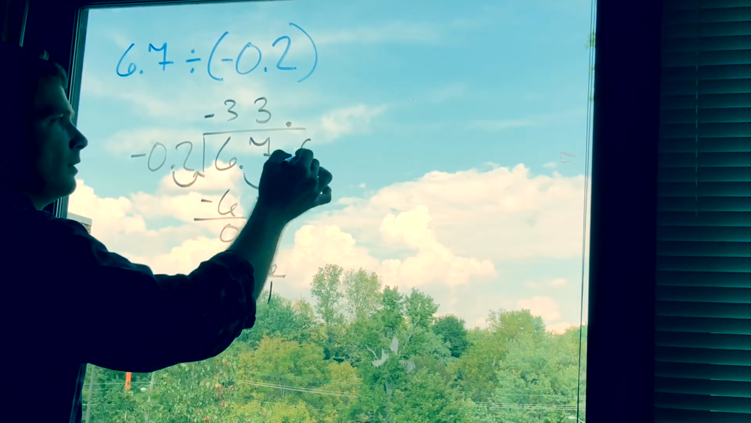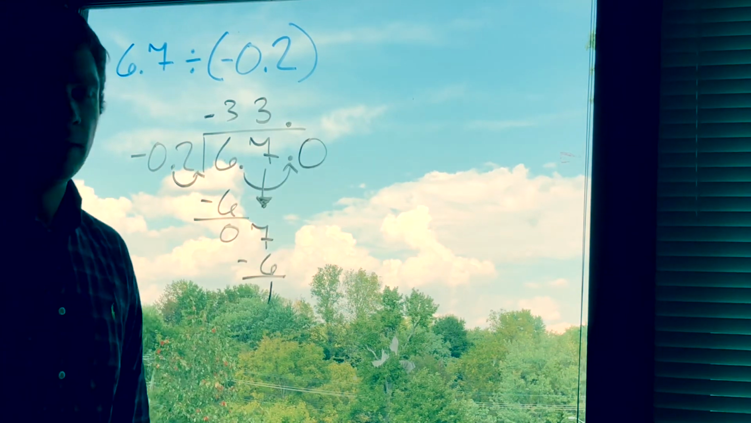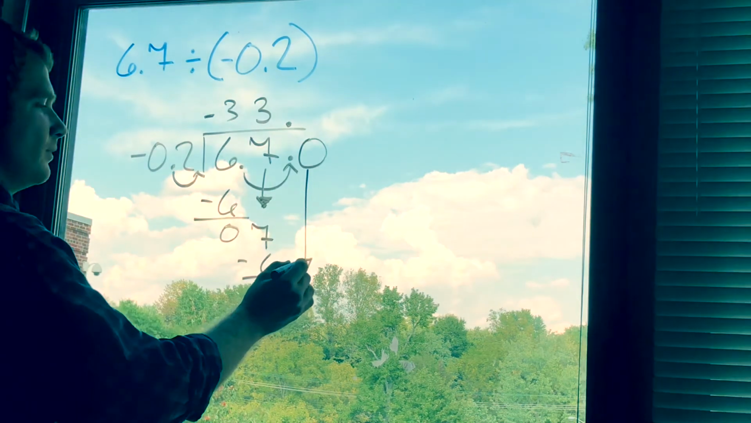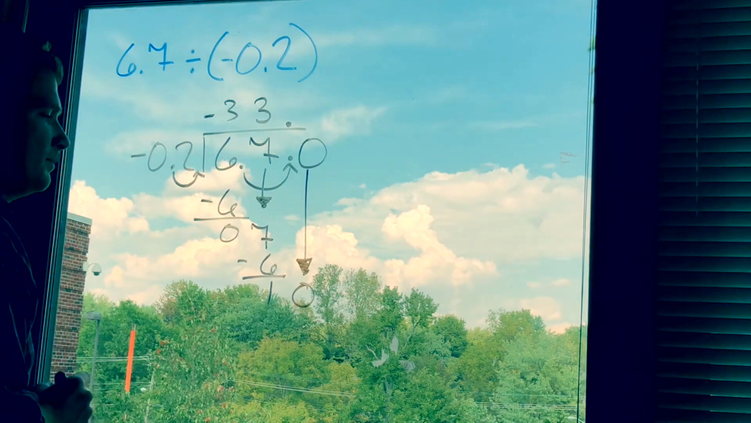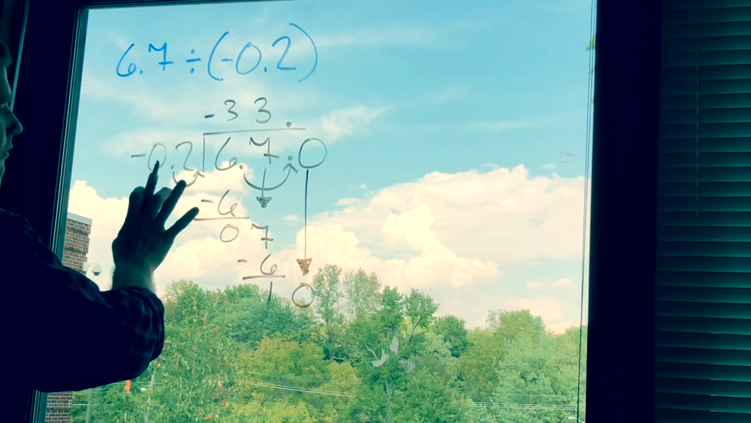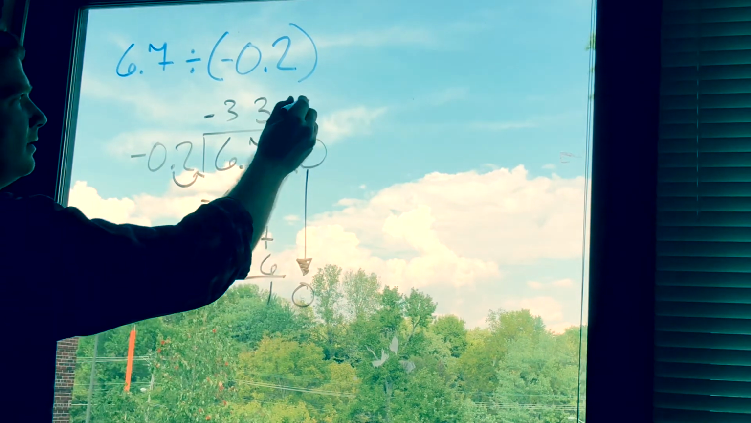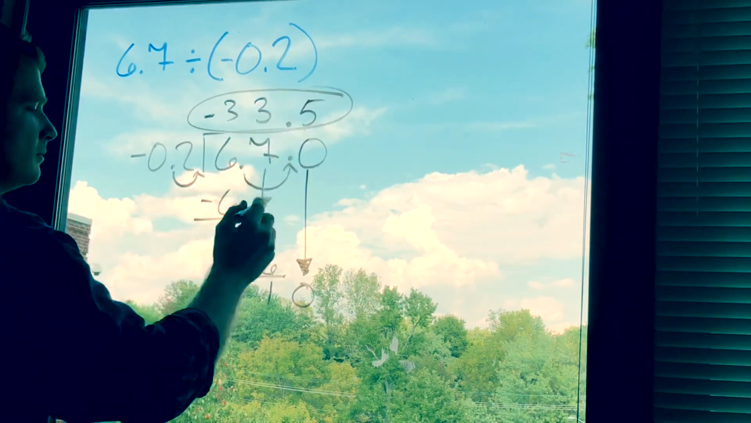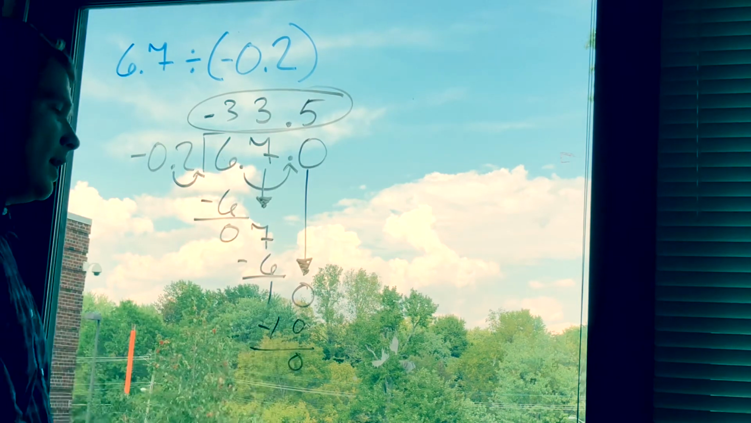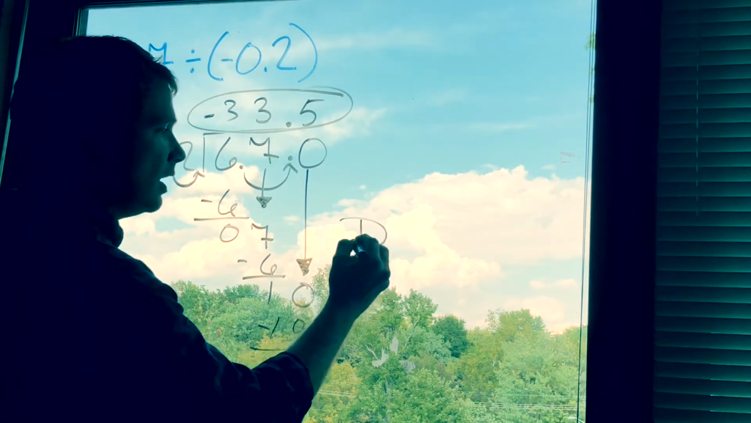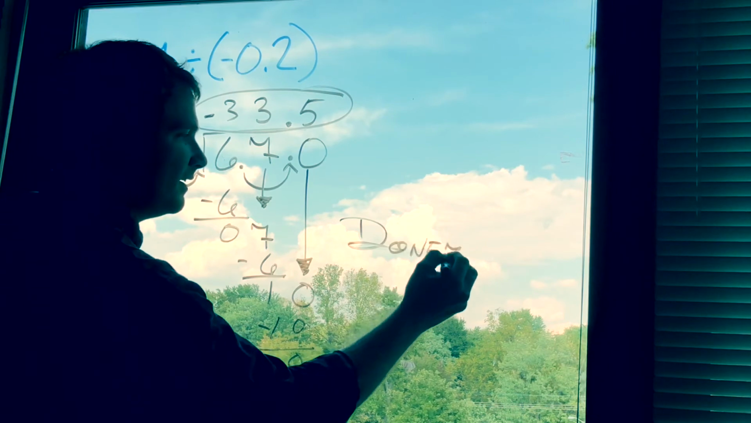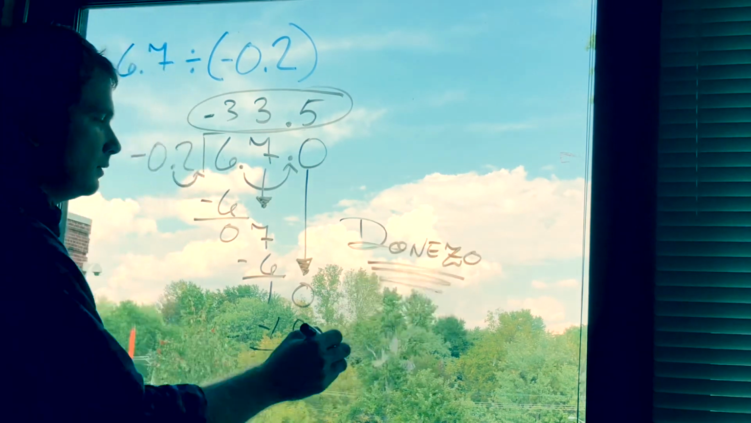I'll get 6 again. The remainder of 1. It's been a long week. Take that 0, drop it like it's hot. Okay? And 2 can go into 10 an even 5 times. And so we are, hashtag, dunzo.